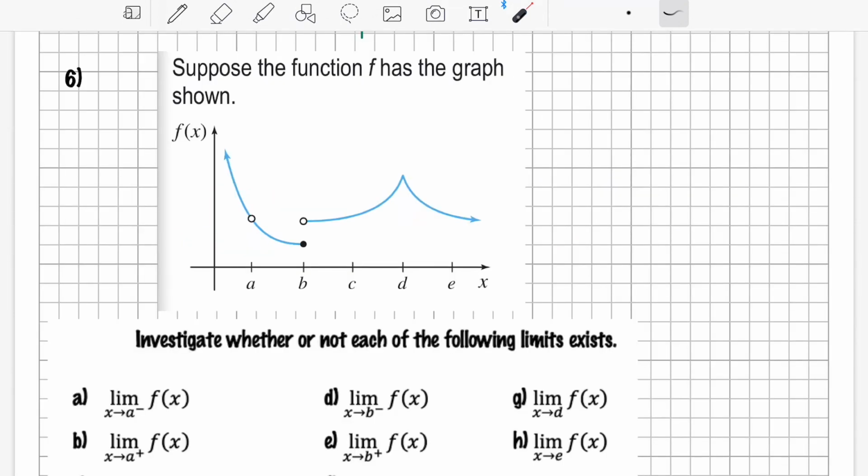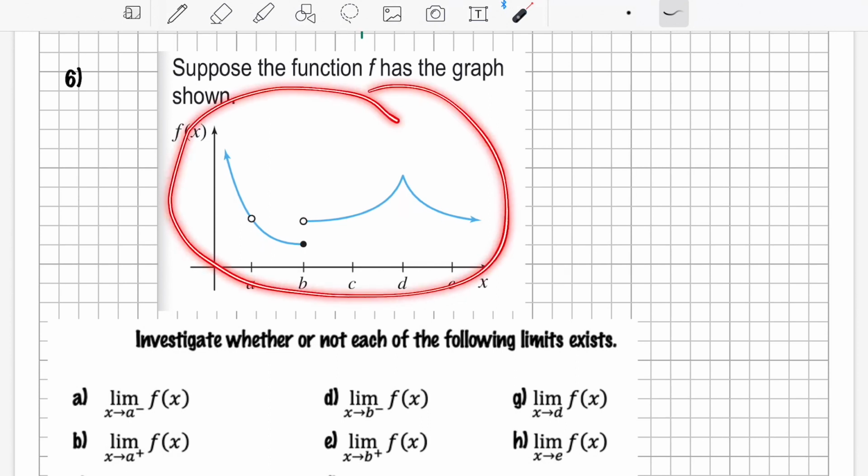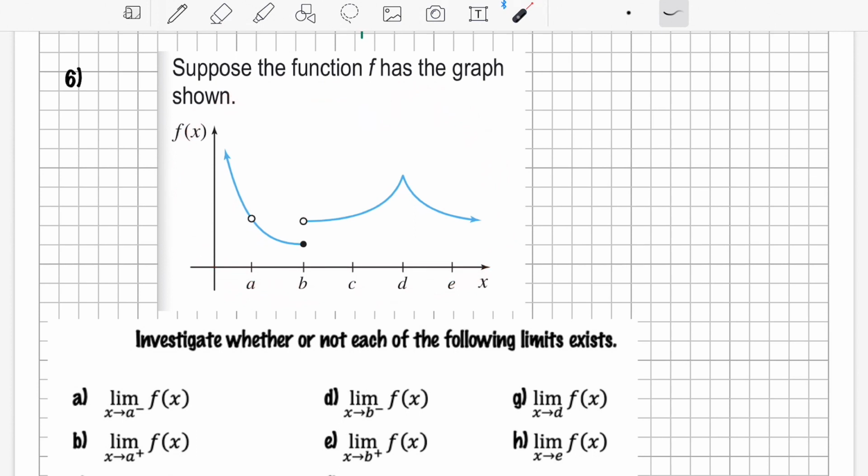Okay, let's go on to the last example using graphs. So suppose the function f has the graph shown. So this is the graph of the function, and it has several x values here, a, b, c, d, e. Notice here there's a break, there's a hole here. But anyway, let's investigate whether or not each of the following limits exists. So all we have to do is say yes or no. Yes, it exists. No, it doesn't exist. So let's start.